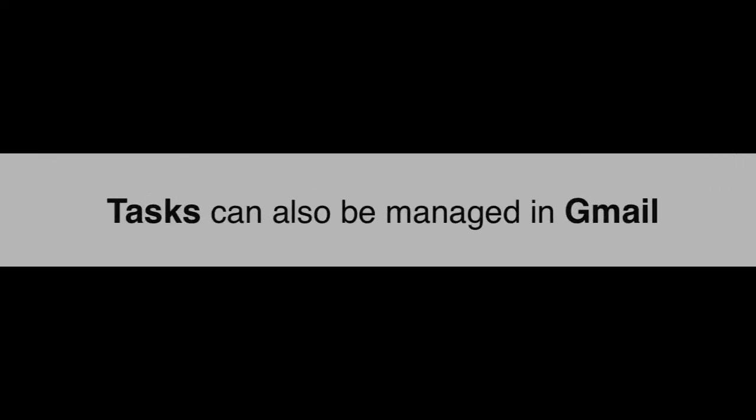What's the difference between a task and an event? If I have a meeting, I'll add that as an event. But if I have something to do, like complete a report by a certain deadline, then I'll use that as a task. What's really time-saving is that I can add a task directly from Gmail.